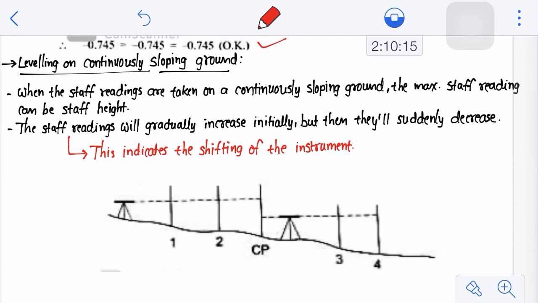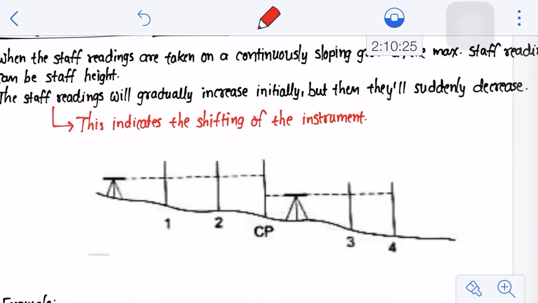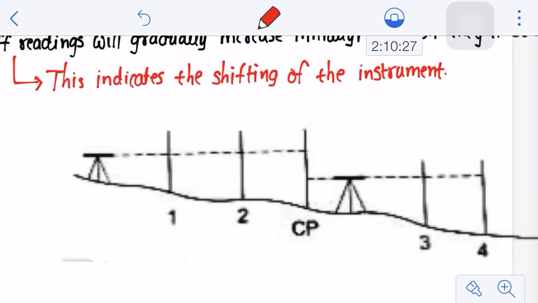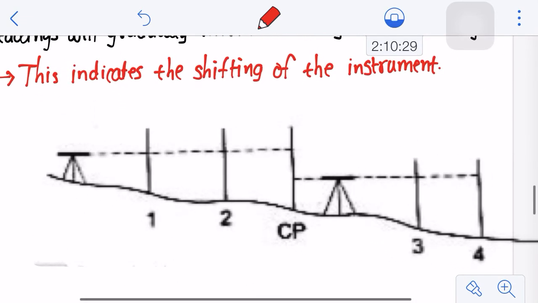When the staff readings are taken on continuously sloping ground, the maximum staff reading can be the staff height, right? And the staff readings will gradually increase initially, but then they'll suddenly decrease. What does it mean? You see here, let's say in this figure, this is your instrument station location, station 1, and instrument location point 2. You will keep your staff at station 1, then you will keep your staff at 2.